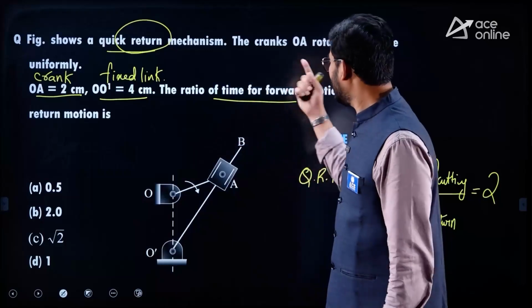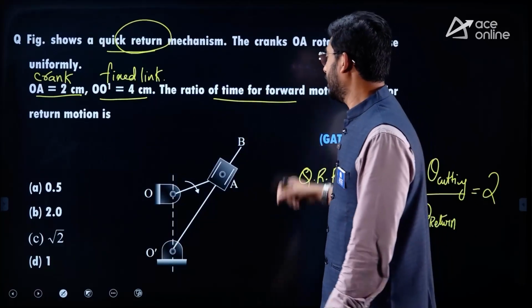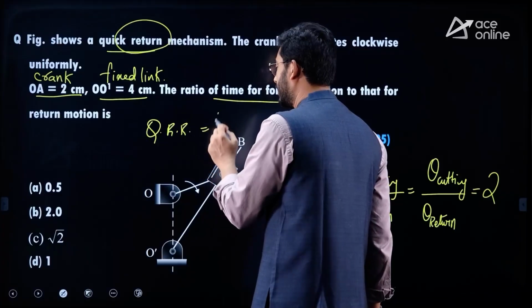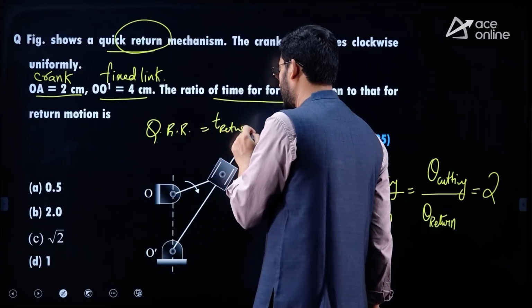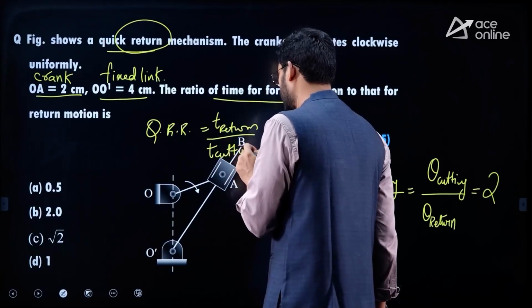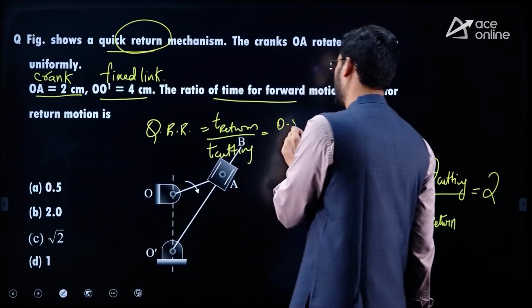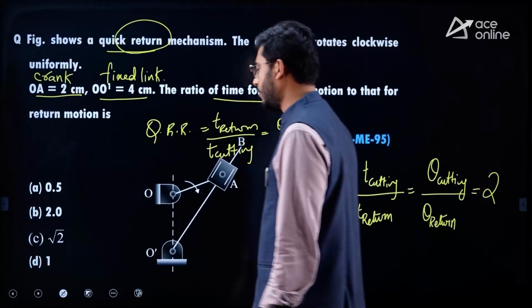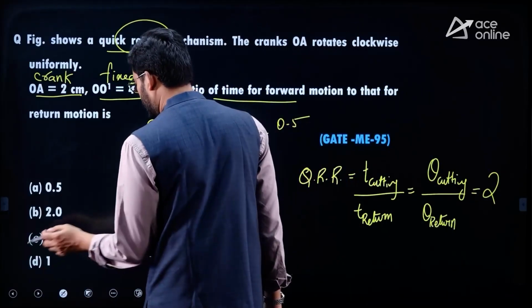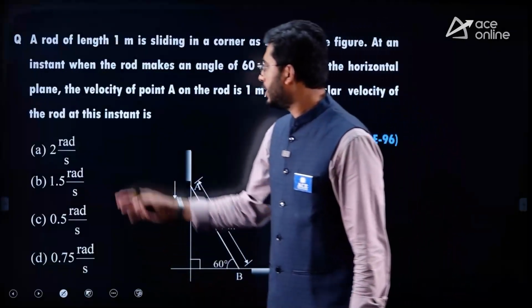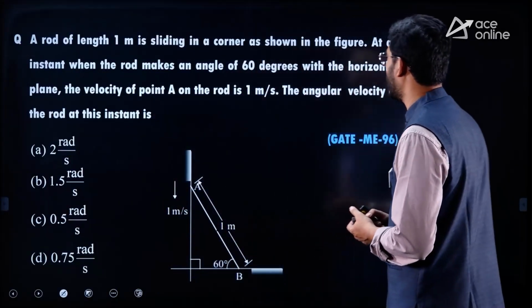So if they had given this in a reciprocal way, like QRR expressed as return time by cutting time, then the answer would be 0.5. So as per the question and the statement and data available to us, option B is the answer.